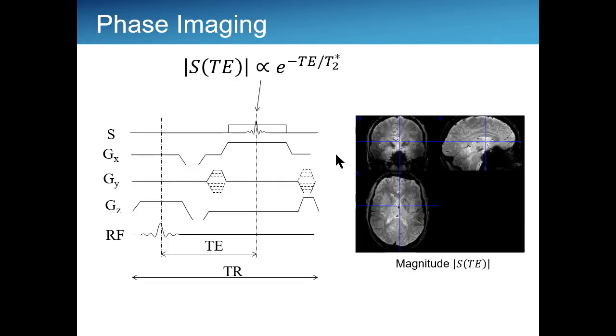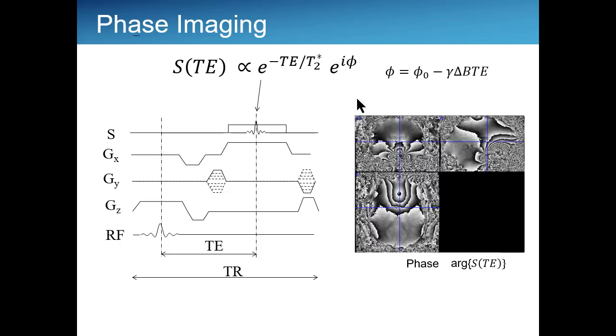So how do we measure the phase? Well, we can map the phase very easily with a gradient echo sequence like this. Normally, we just worry about the magnitude signal and how it decays with the echo time, but the phase of the signal depends on the local magnetic field. So we can map the phase of the signal, we can map something that tells us about the magnetic field.